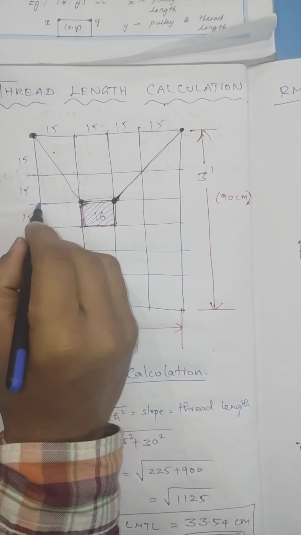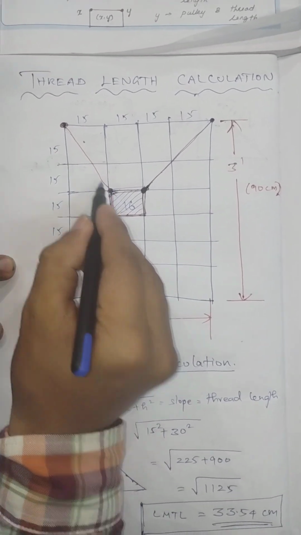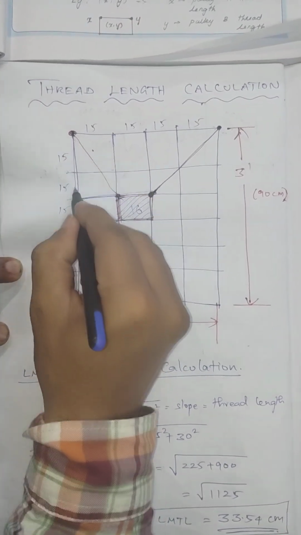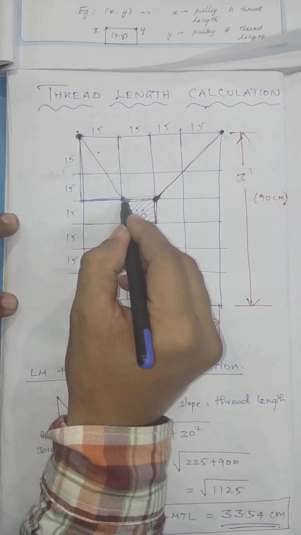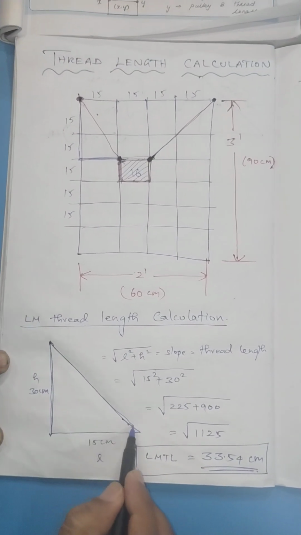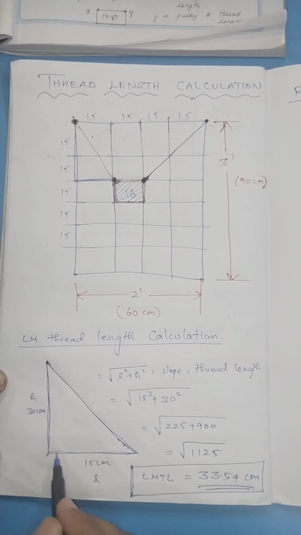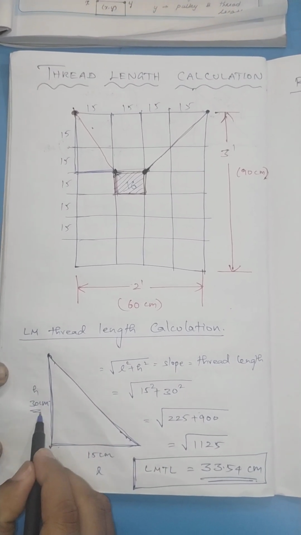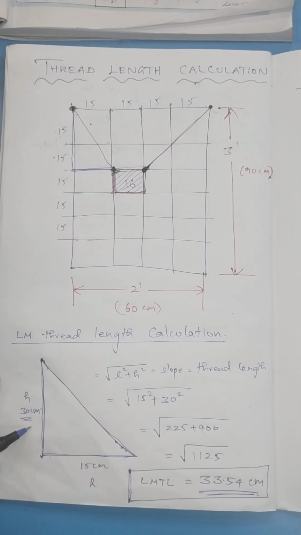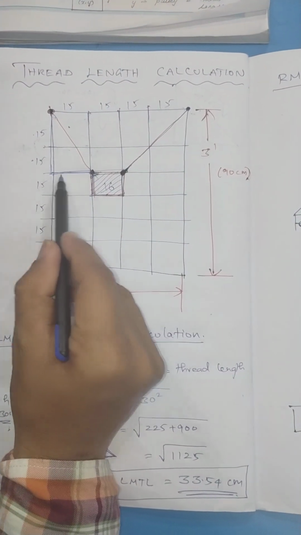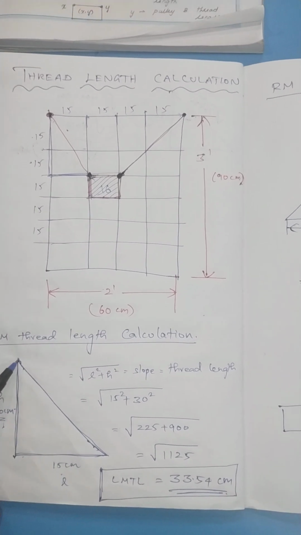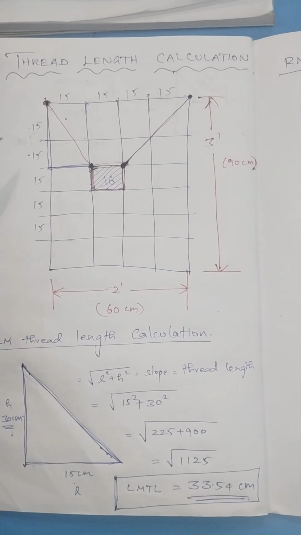To find out this thread length, this has become a right angle triangle. If you look here, it looks like a right angle triangle. This right angle triangle's height is 30 centimeters. Why? Because this is 15 centimeters and this is 15 centimeters. So the height is 30 centimeters, and the length is only 15 centimeters because it is only one grid.